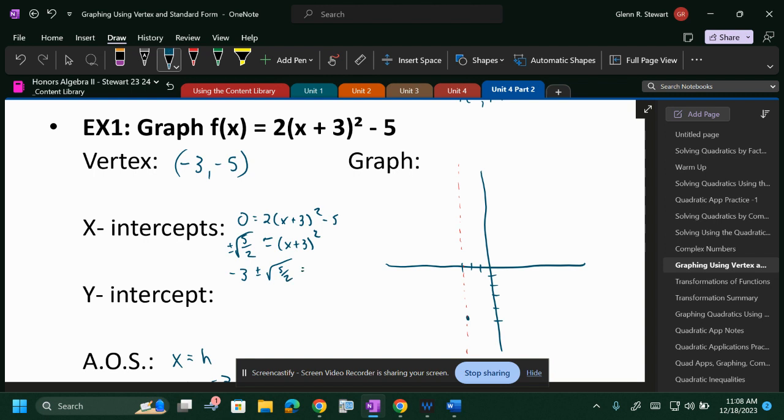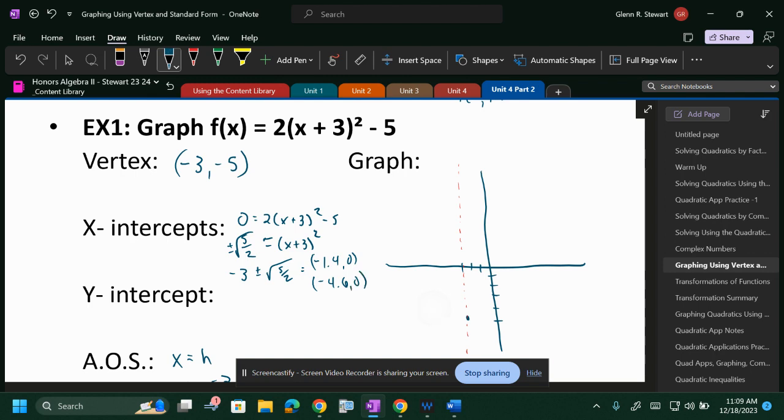So using my scientific calculator, -3 plus square root of 5 divided by 2. So the plus one is going to be approximately (-1.4, 0). -3 minus the square root of 5 divided by 2. We get approximately (-4.6, 0).